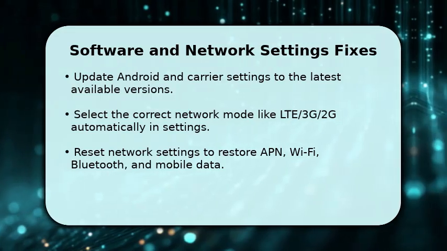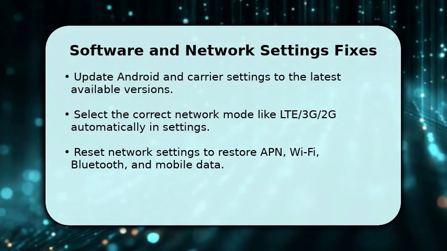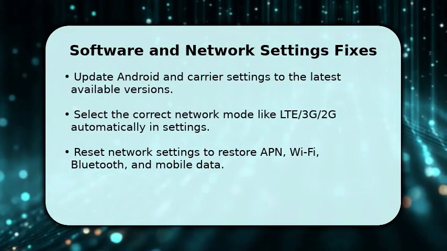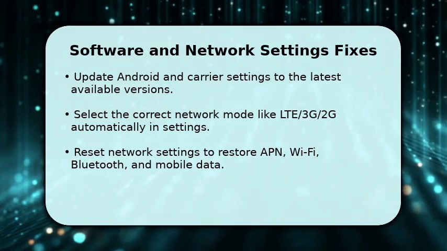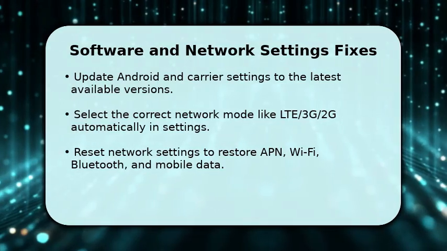Set network mode to LTE/3G/2G automatic so the phone registers correctly. Clear any manual network selection and choose Select automatically. If problems persist, perform reset network settings to restore Wi-Fi, Bluetooth, APN, and mobile data to defaults.